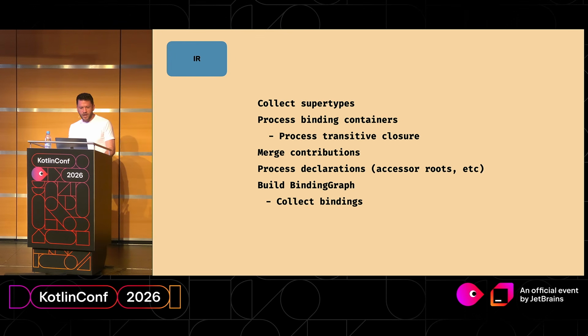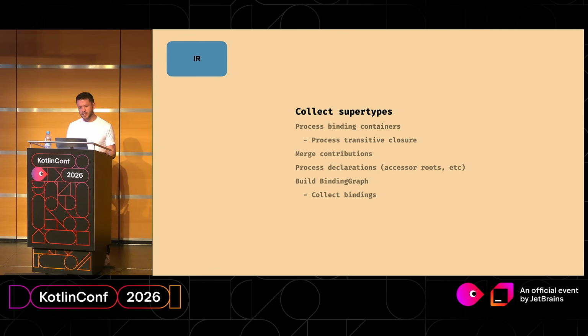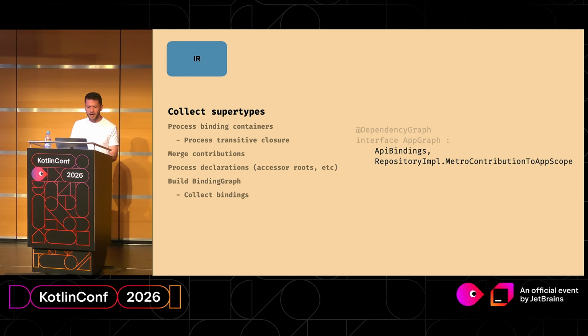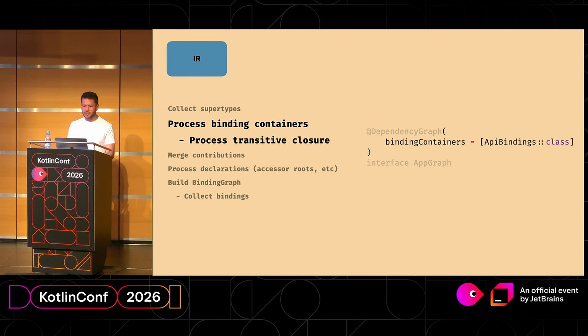So when we're building a graph, there's a few steps that we need to walk through. Supertype collection is first, and this is where we just iterate through all the graph supertypes. We collect any binding containers that we see along the way, any accessors, all of that. Next, we process any explicitly declared containers. So these would be any that you declared via the annotation. This also includes any @Includes dependencies. And we also need to, at this point, go through and get the transitive closure, because containers can include other containers as well.